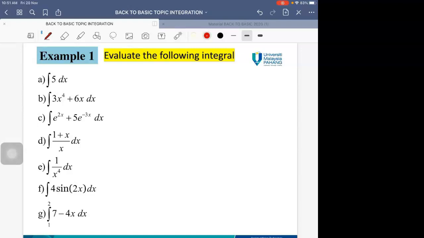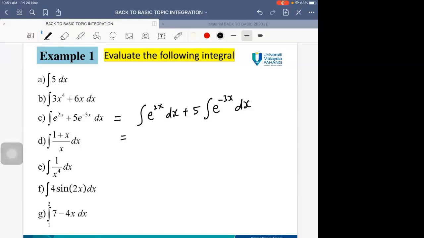Can you try C? What do we get for C? Integrate exponent 2x plus 5 exponent negative 3x. Can you tell me what is the solution? You may try. So for C, if I split here, plus, then I factorize my constant outside. So integrate exponent 2x. What do you get?